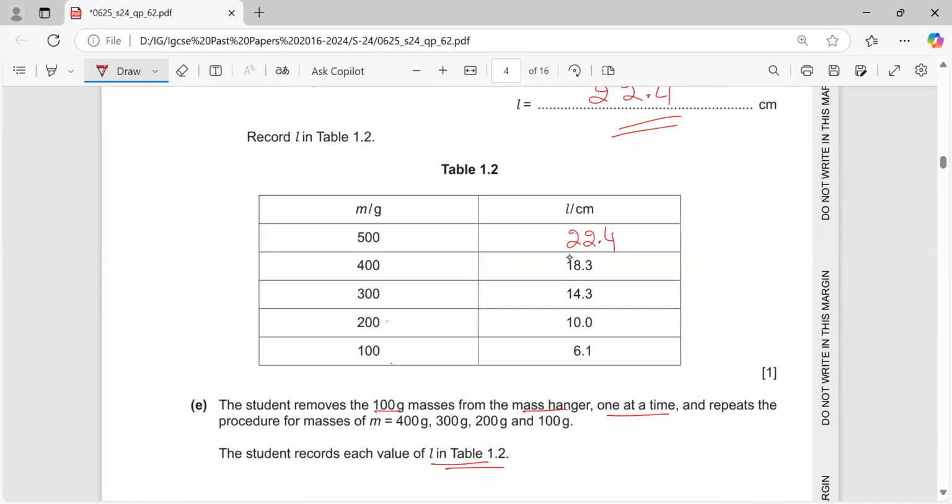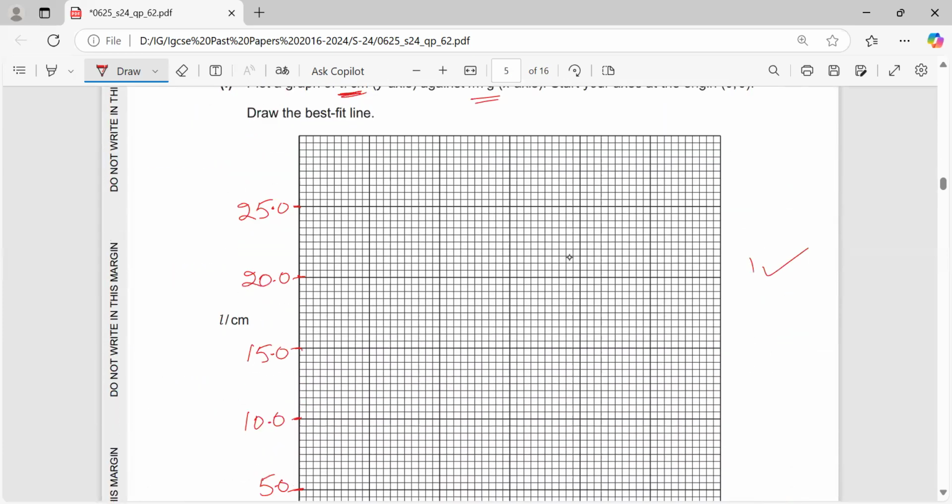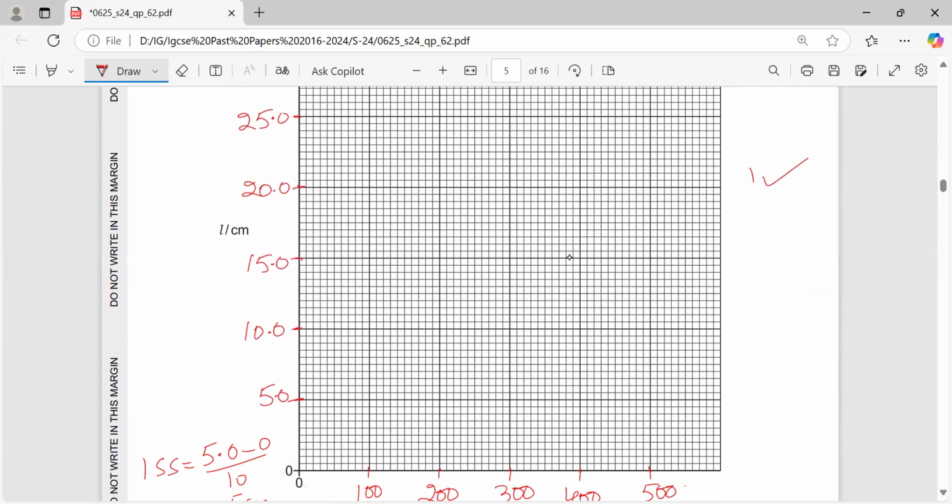At 500 mass, the length is 22.4. 500 is over here. This is 20, this is 21, this is 22, this is 22.5. So very near here, like this. So that is 22.4, almost 22.5, because 2 small boxes on the y-axis equal 1 centimeter.